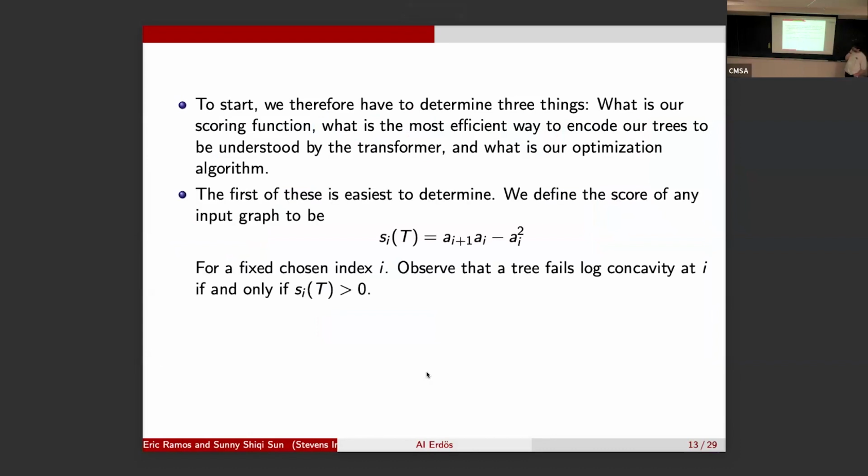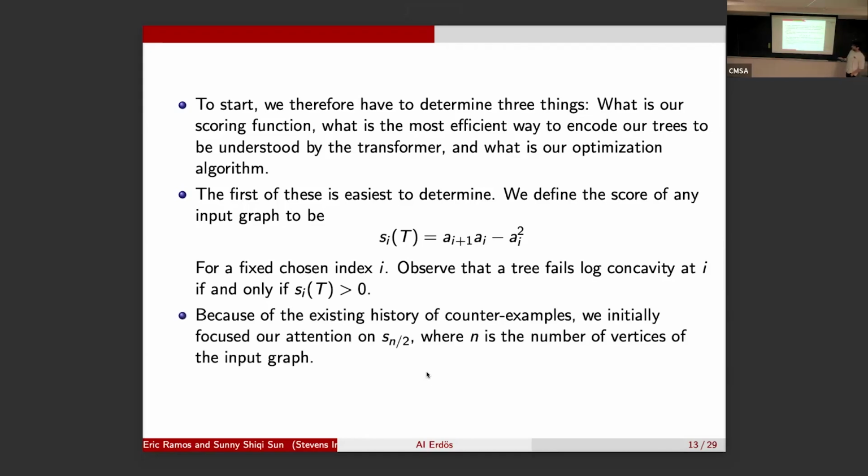So the first of these is the easiest, right? We define the score of any input graph just by the log concavity inequality, but as a difference. For any fixed chosen index i, you can define this, which is essentially checking the log concavity-ness of the sequence at index i, okay? Now, observe that a tree fails log concavity at i if and only if this number is positive. That's the idea.